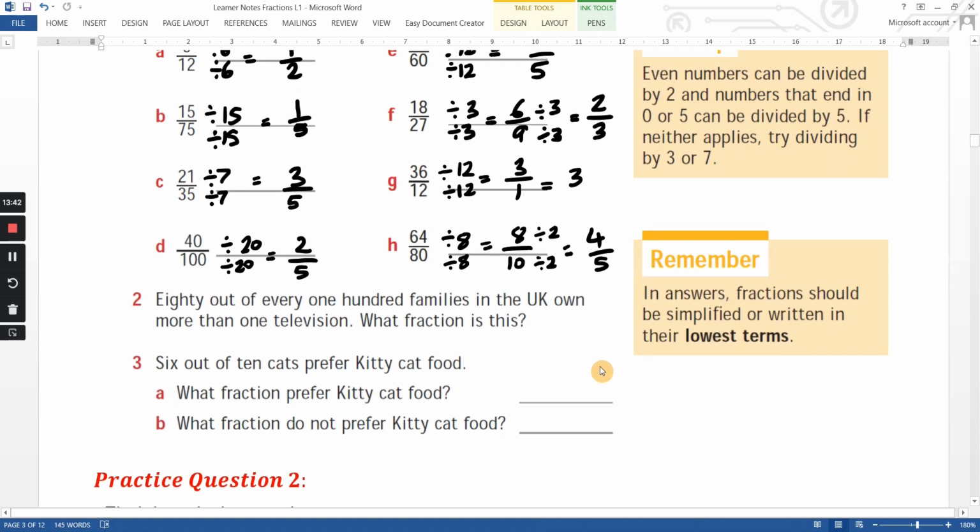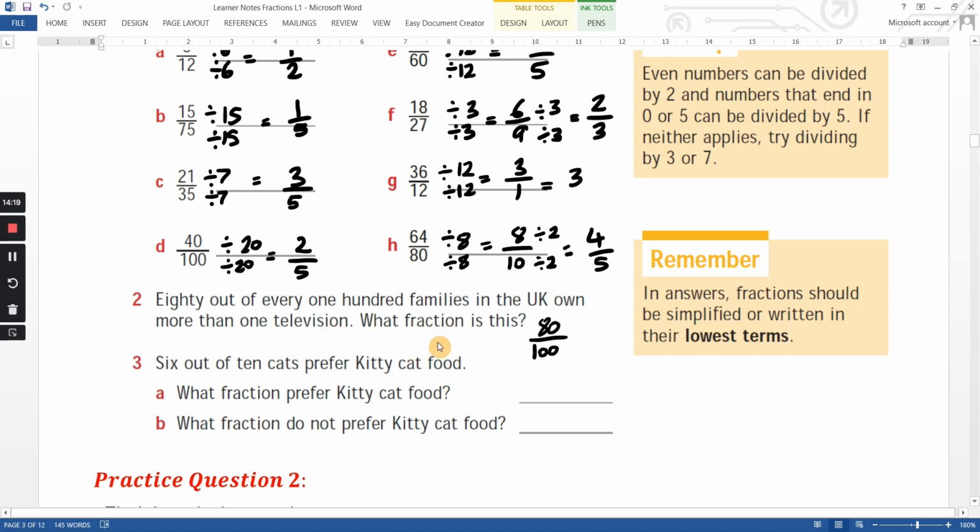Then it says, question 2, 80 out of every 100 families in the UK own more than one television. What fraction is this? Okay, well that's 80 out of 100. Let's simplify that. It doesn't say in the question simplify, but in answers, fractions should be simplified or written in the lowest terms. Yeah, you don't have to be honest. It's not essential. I think in the exam, you can leave your answer like this. If it doesn't say simplify, then you don't have to.